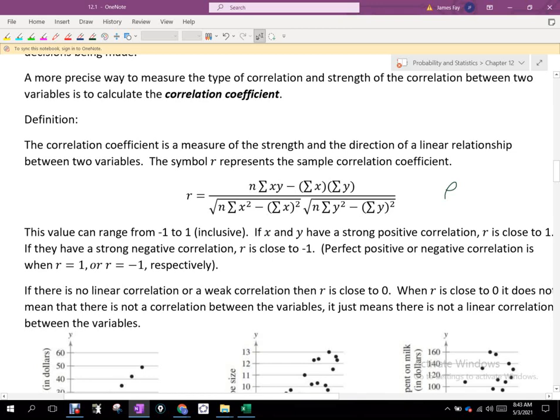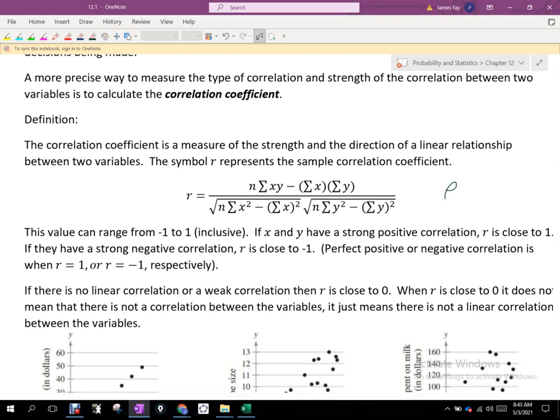So if x and y have a strong positive correlation, r is going to be close to 1. If they have a strong negative correlation, r is going to be close to -1. So perfect positive or negative correlation is when r equals 1 and r equals -1, respectively. And I would argue that experimentally, it's going to be very rare for us to get r equal 1, r equal -1 right on the dot. But if that does happen, then you have what we call a perfect correlation.